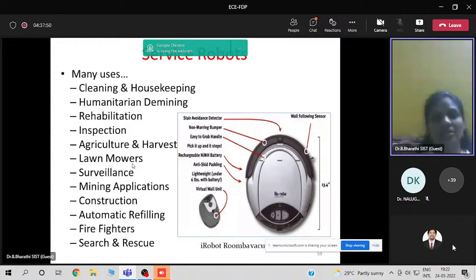Then there are rehabilitation robots, which can help people recover from depression, from various diseases and so on. Robots are used in surveillance, even lawn mowers, firefighters, search and rescue, everywhere, such as automatically picking up people who have fallen into a pit. So all these are various service robots.